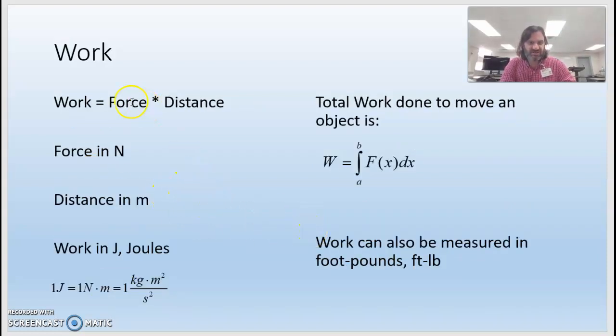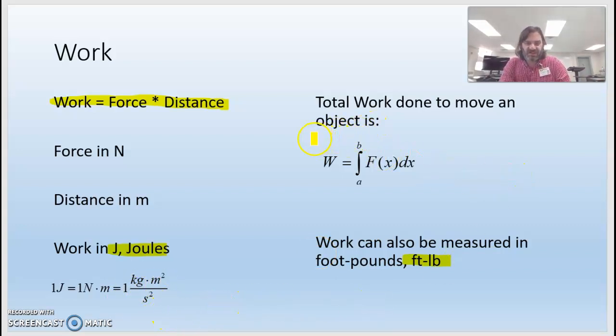Let's talk a little bit about work. Work is force times distance, so the force required to move something so far. Remember, force was in newtons. Distance here is going to be in meters. Work will end up being in a unit called joules. There's also another unit called foot-pound, depending on the way things are given. 1 joule is a newton meter, which is a kilogram meter squared per second squared.